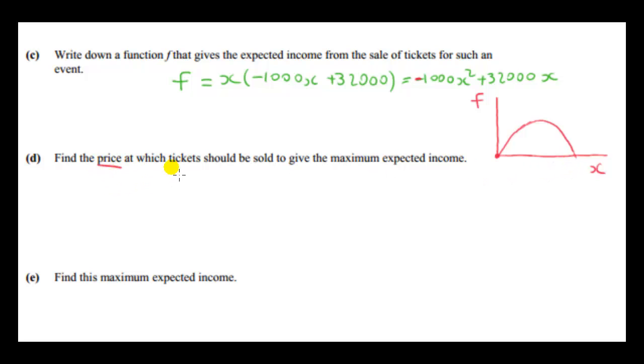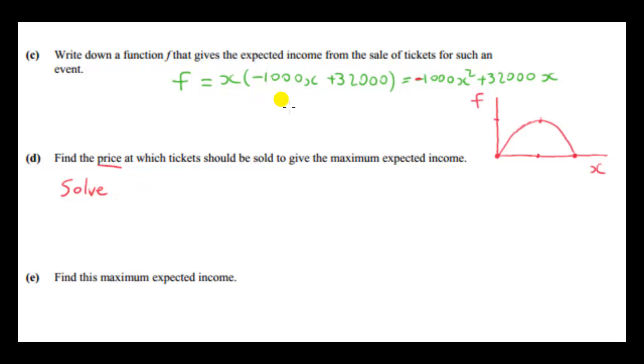So we want the price at which tickets should be sold to give the maximum expected income. So we want the x value of this point. This will be the price that maximizes f. F is the income. Now there are two ways that we could do this. We could use differentiation, or we could find where the graph crosses the x-axis and get the midpoint of those two points. And that point will be the x value that we're looking for.